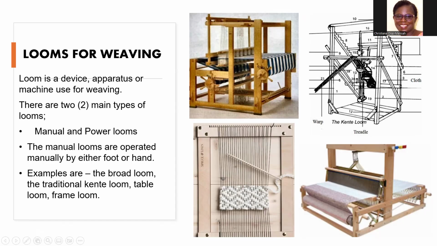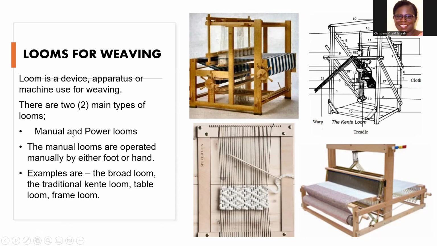And you also have this for your project. And we have this one you don't have. This is an example of a table loom. This one is a table loom, the traditional kente loom. This is the broad loom, the manual broad loom, and this is the frame loom. So we have two main types of looms.